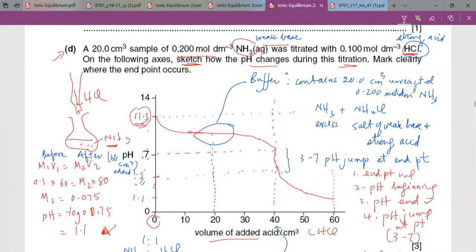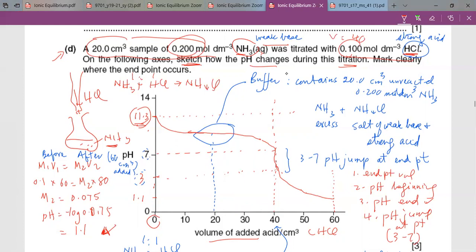Let's say now, where's the end point? Obviously, this is a 1-to-1 ratio, because ammonia plus HCl gives you ammonium chloride. The equation is 1:1. So if this is the volume of your beginning ammonia, and this is the molarity of this one here, this is 2 times more than this, of course. It means the end point will be how much? It will be 40. You can calculate it if you want. So the end point is 40.